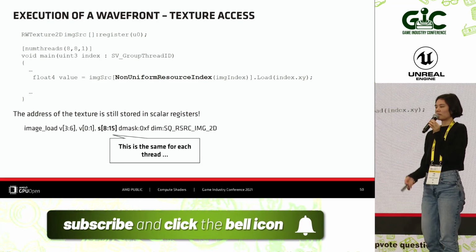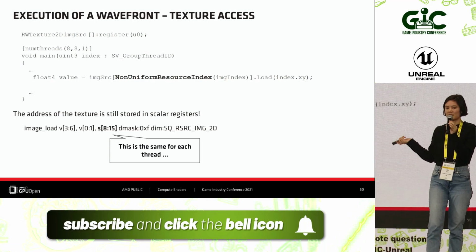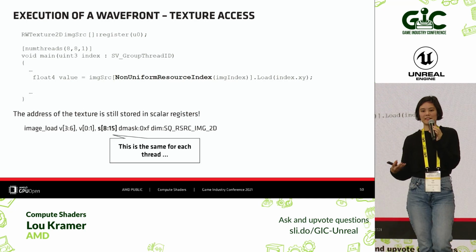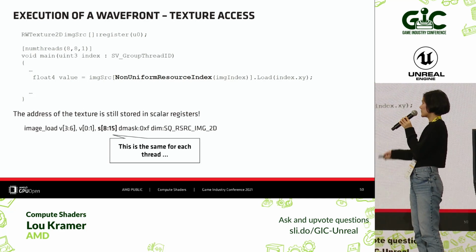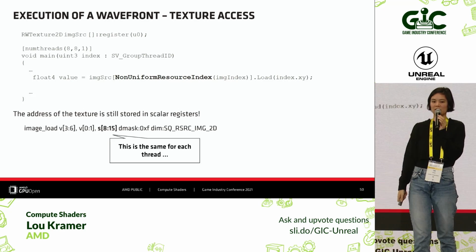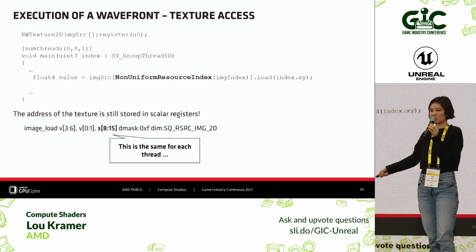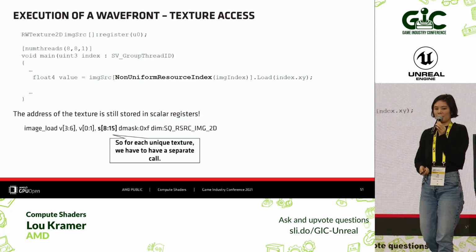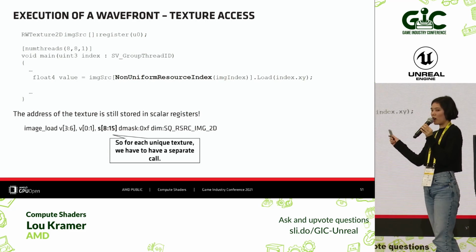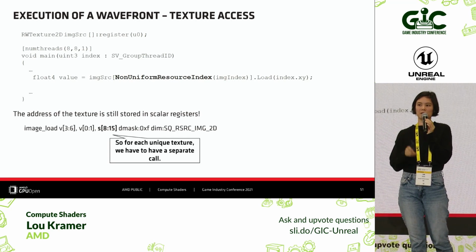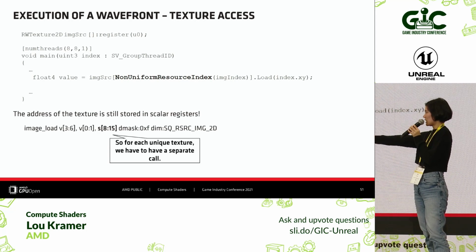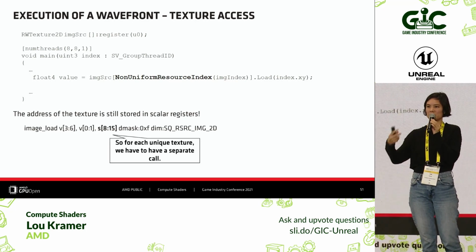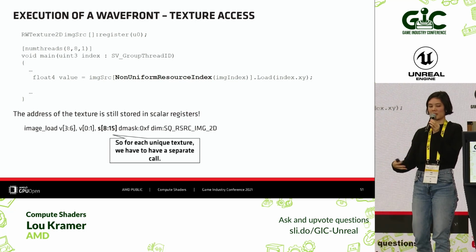But I just said that the address of the texture is stored in scalar registers, and scalar means it's the same for each thread. This is still true, even though we have this non-uniform resource index flag. The address is still stored in scalar registers. It's just how it works. So what's happening now? Well, for each unique texture, we have to have a separate call. We have to have this image load instruction for every single texture, so you have to go through it multiple times if you have multiple textures to access.